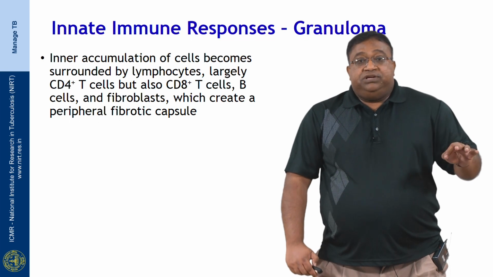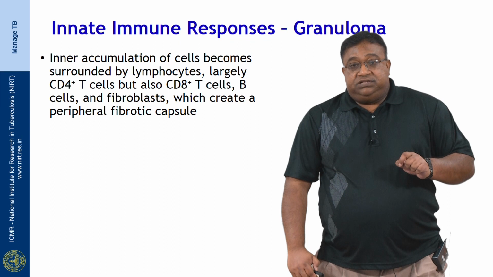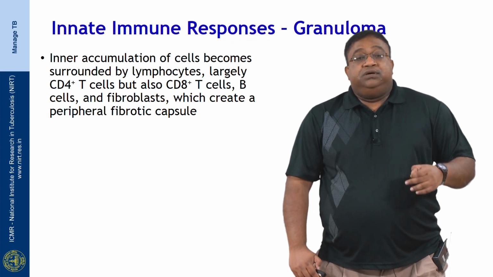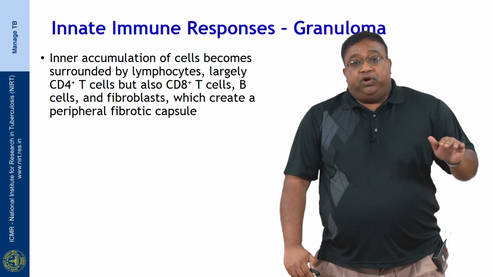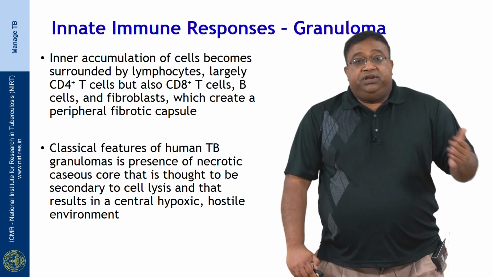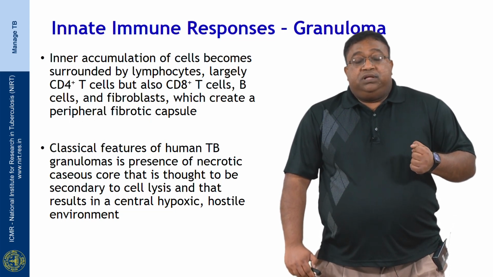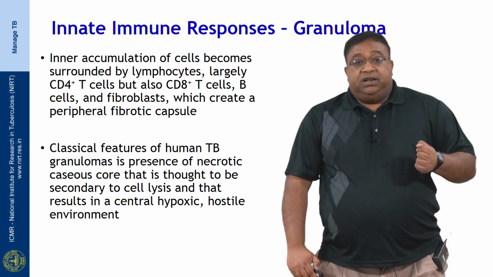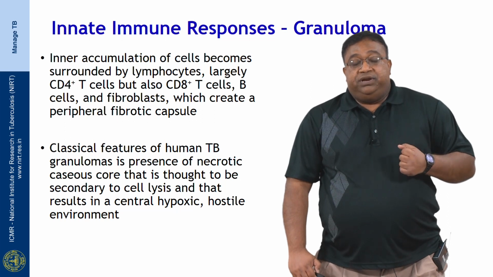Surrounding this inner accumulation of cells are lymphocytes, largely CD4 positive T cells, but also CD8 positive T cells, B cells, and fibroblasts, which create a peripheral fibrotic capsule. And one of the classical features of human TB granulomas is the presence of a necrotic caseous core that is thought to be secondary to cell lysis and that results in a central hypoxic hostile environment.